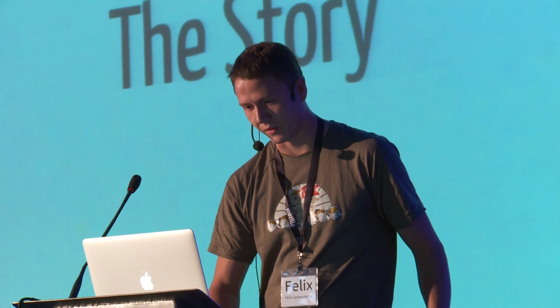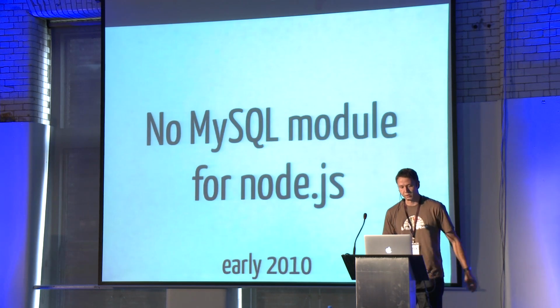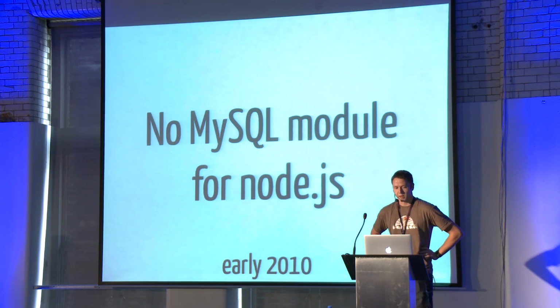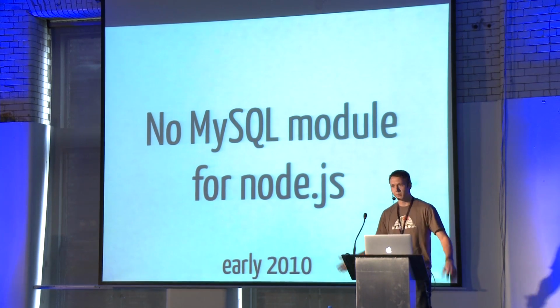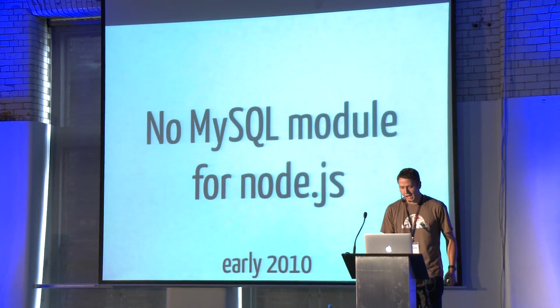So let's get started with the story. I've been in the Node community fairly early on. I was number 23 on the mailing list or something. And so we built this product, Transloadit, with it. What we wanted to do was talk to a MySQL database. But in early 2010, which was actually a while after Node picked up momentum, there was still no MySQL module for Node.js. Such a thing simply did not exist. People at that time were fooling around with some proxy servers exposing MySQL over HTTP, written in Python or something. But there was no native Node client driver.